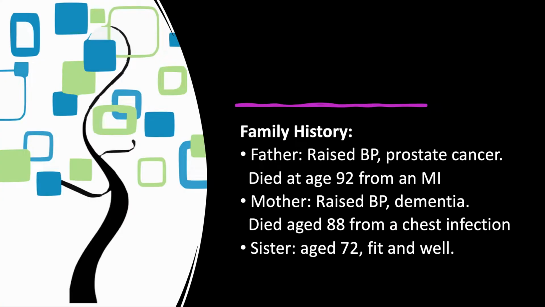In terms of his family history, his father had raised blood pressure and prostate cancer and died at the age of 92 from an MI or myocardial infarction. His mother had raised blood pressure or hypertension and dementia. She died aged 88 from a chest infection. His sister is aged 72 and is fit and well.